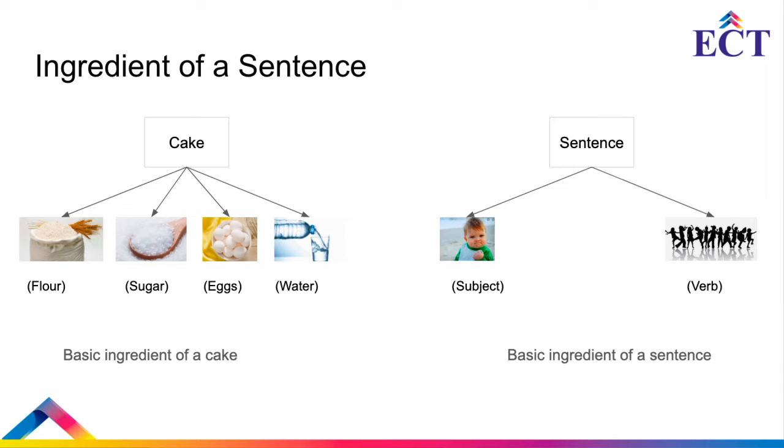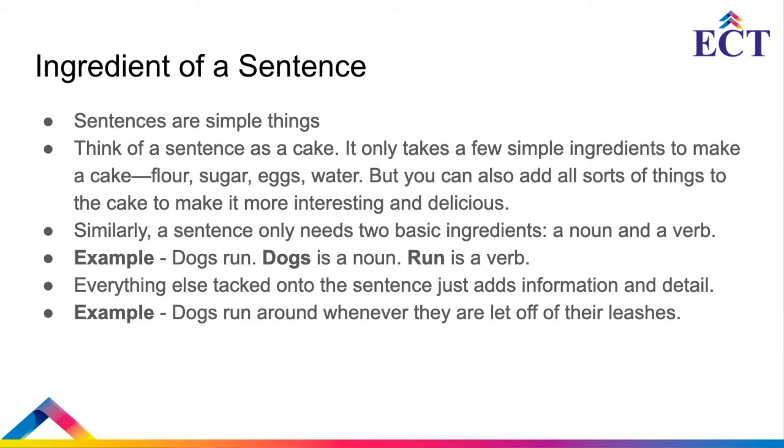Similarly, a sentence also has two basic things: subject and verb. A sentence will always have at least these two things. Then only you can make a sentence. Sentences are quite simple things. Think of a sentence as a cake. It only takes a few simple ingredients to make a cake: flour, sugar, eggs, and water, as we saw. But you can also add all sorts of things to the cake to make it more interesting and delicious.